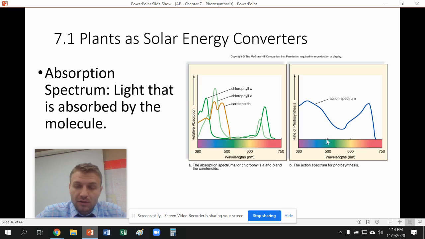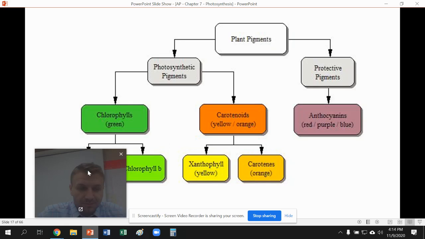The reason plants appear green is that they don't absorb green light very well. They absorb all the other wavelengths really well except green. They're going to reflect that, and that's why plants look green. Plants look green because the green light is reflected off of the plant and goes into our eyes. So again, plants absorb lots of blues and purples, reds, oranges, and yellows, but not a lot of green. We'll talk about evolutionarily why that probably occurred.